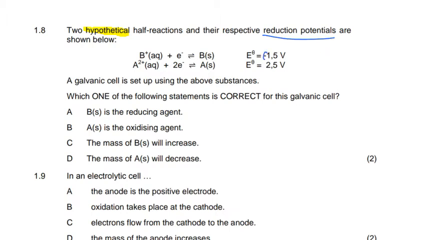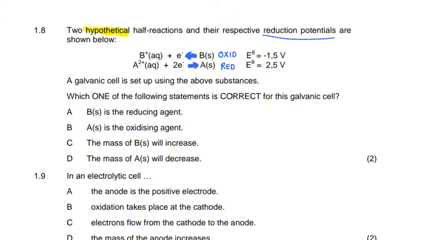So a negative standard reduction potential basically tells you that this half reaction does not, under natural circumstances, actually want to undergo reduction. In fact, it's going to undergo oxidation, so it's going to go this way. This is going to be our oxidation reaction, and this one is going to be our reduction reaction.